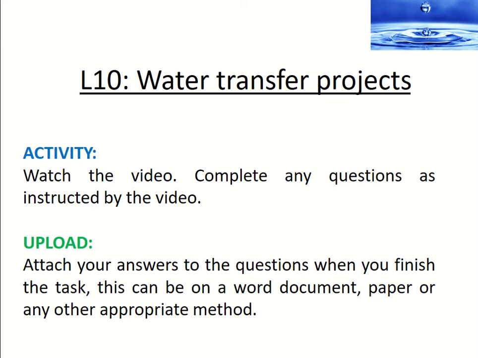For this topic we're going to be looking at something called a water transfer project. Now we have looked at water transfer projects very briefly before. We're going to recap that before looking at a case study in the south of Africa.